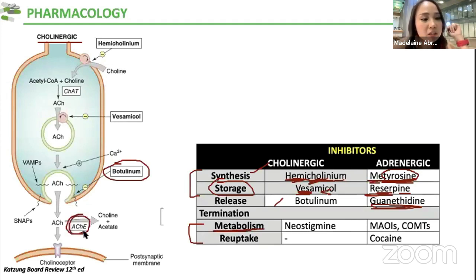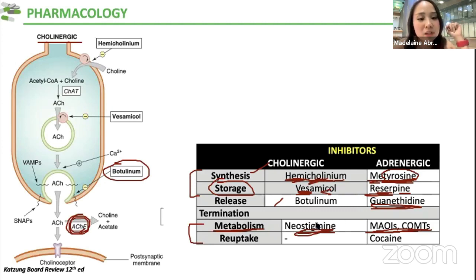Acetylcholinesterase. Again, acetylcholinesterase is the enzyme that degrades acetylcholine, targeted by several drugs, including your stigmine, your neostigmine. And then your other inhibitors of metabolism are MAOI and COMT, or your MAO inhibitors and catecholamine O-methyltransferase, which are adrenergic drugs targeting the metabolism.